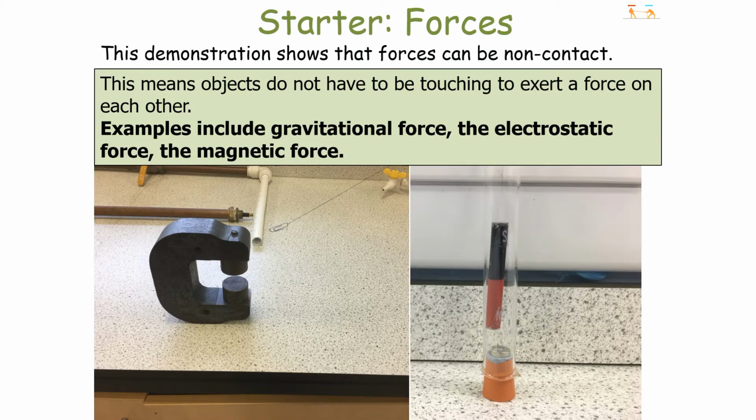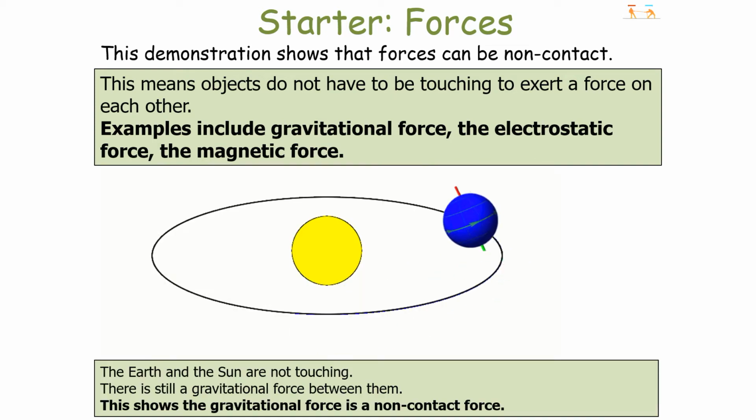Now the following demonstration of a paperclip and a magnet and two magnets shows that forces can be non-contact. Objects do not have to be touching each other to exert a force on each other. Now examples include the gravitational force, the electrostatic force and the magnetic force. So for example, take the Earth and the Sun. The Earth and the Sun are not touching, but there's still a gravitational force between them, so this shows that the gravitational force is a non-contact force.